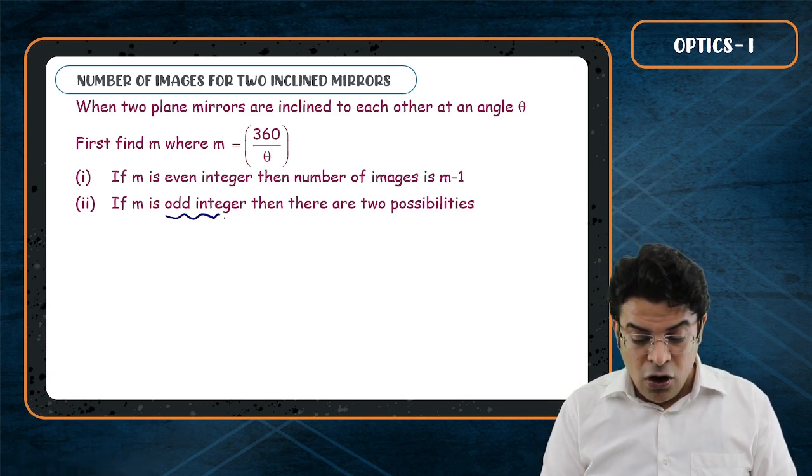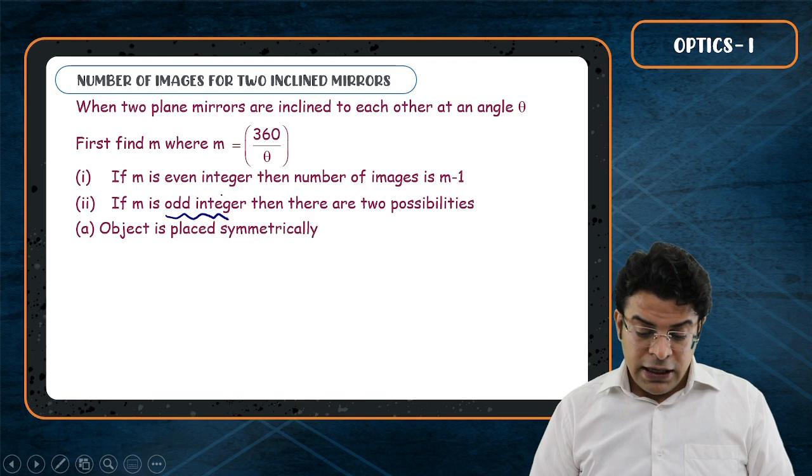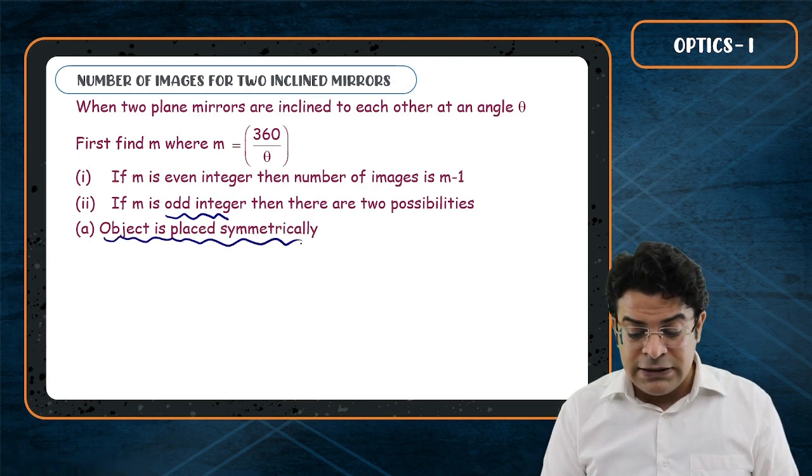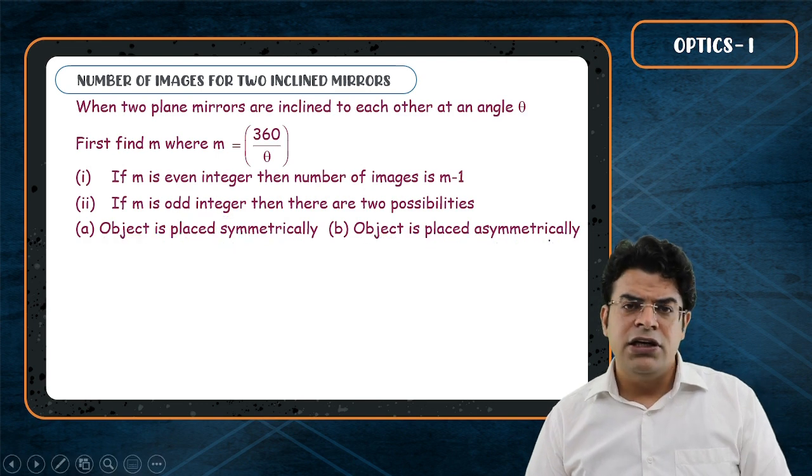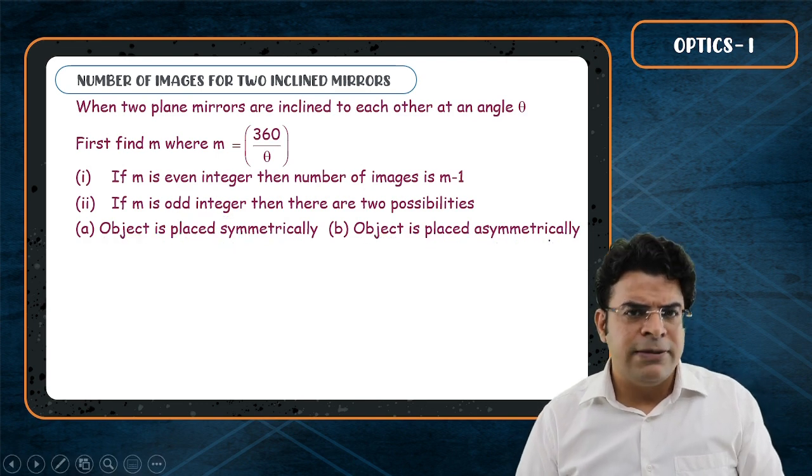If m is odd, then there are two cases. Case 1, if the object is placed symmetrically, or case 2, when the object is placed asymmetrically. So what is the meaning of object placed symmetrically?